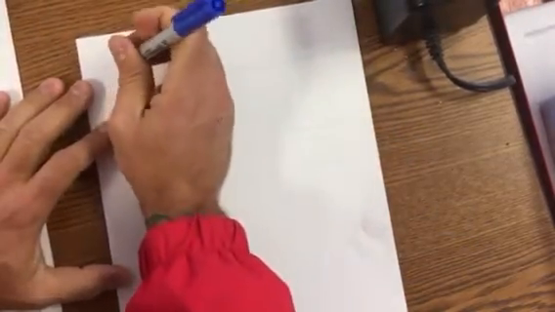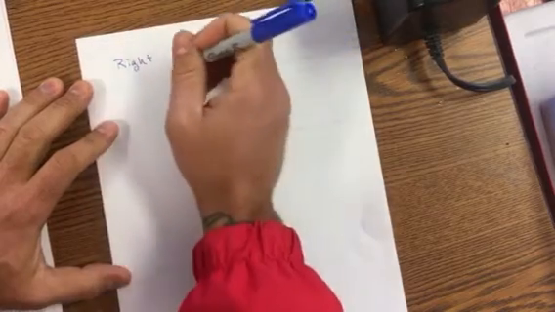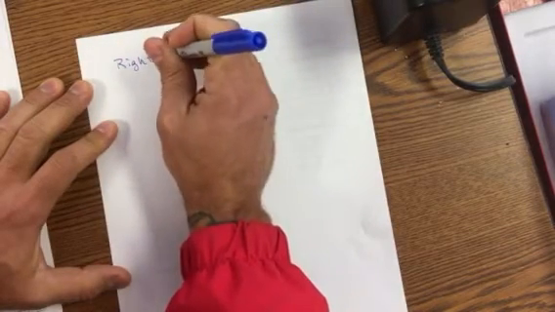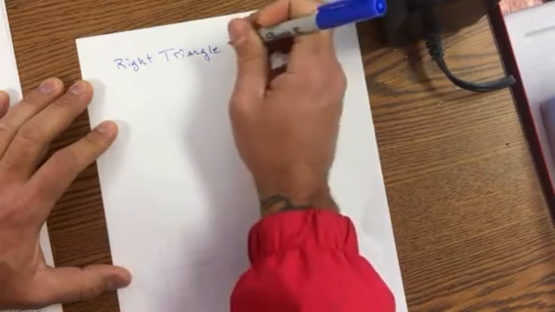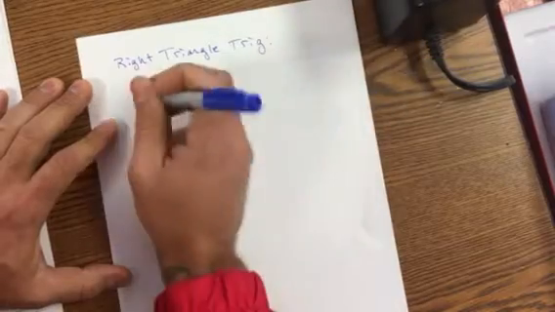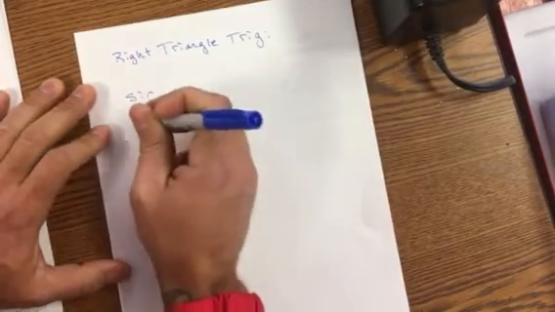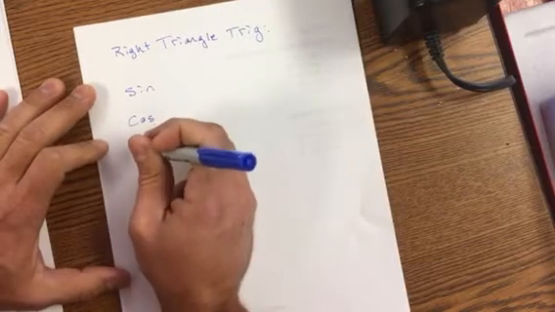Alright, in this video we're going to do right triangle trigonometry. So when you're talking about trig, you're talking about in relation to angles. We're going to do the easy stuff today, the right triangle stuff. This is like your sine, cosine, and your tangent.